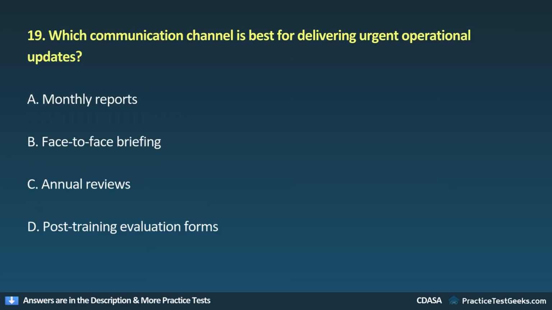19. Which communication channel is best for delivering urgent operational updates? A. Monthly reports. B. Face-to-face briefing. C. Annual reviews. D. Post-training evaluation forms.